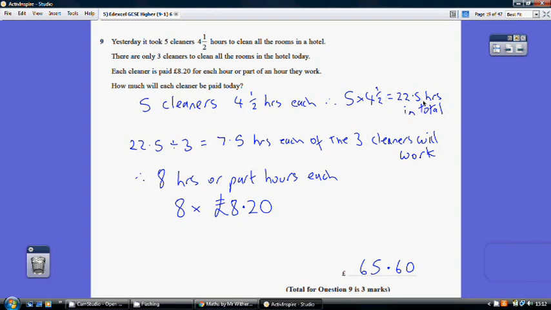Now this amount of cleaning today is being spread across 3 cleaners. So 22.5 divided by 3 means each of the cleaners will work 7.5 hours.